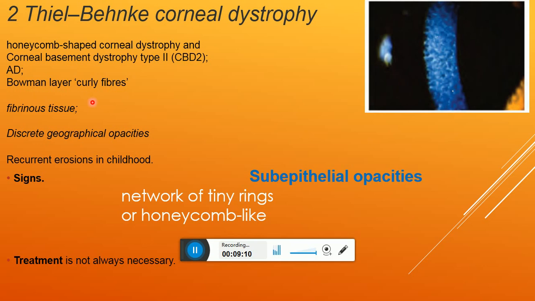Histology: the Bowman layer shows curly fibers on electron microscopy. Symptoms: recurrent erosions in childhood. Signs: subepithelial opacities less individually defined than the granular dystrophy type lesions, which we will see below, seen in Reese-Buckler dystrophy. They develop in a network of tiny rings or honeycomb-like morphology, predominantly involving the central cornea. That's why it is called honeycomb-shaped corneal dystrophy. Treatment is not always necessary.